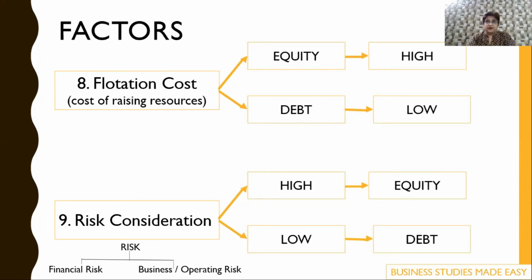So if the risk becomes very high, then the finance manager will go in for equity, because equity is not as risky as debt. But if you have your own building and you don't have to pay rent, so business risk is much less, then you can take a little amount of financial risk. So if the risk consideration is less, then the finance manager will go in for debt.